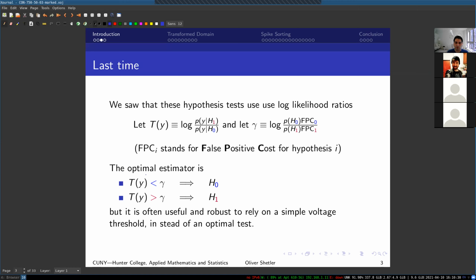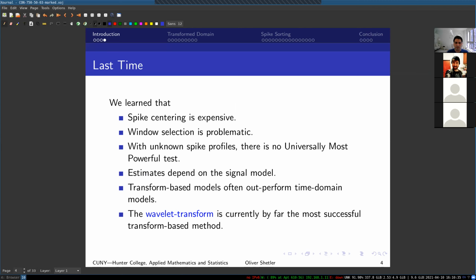We learned that spike centering is expensive and that window selection is problematic. We also learned that with unknown spike profiles, there is no universally most powerful test. We learned that estimates depend on the signal model. So if we don't know what the signal shape is, that often significantly reduces the efficiency of the test. And at the very end there, we learned that transform-based models often outperform time domain models, and that the wavelet transform is currently by far the most successful transform-based method.